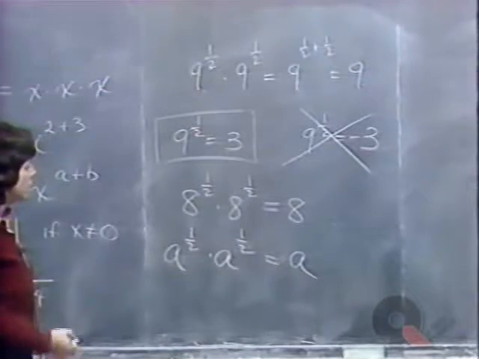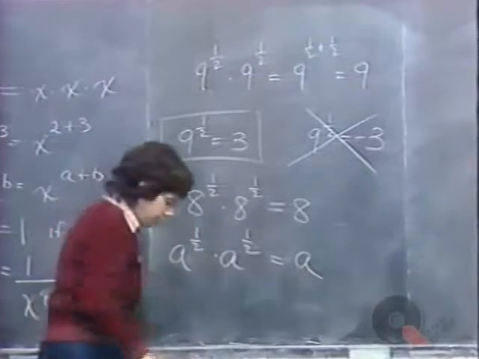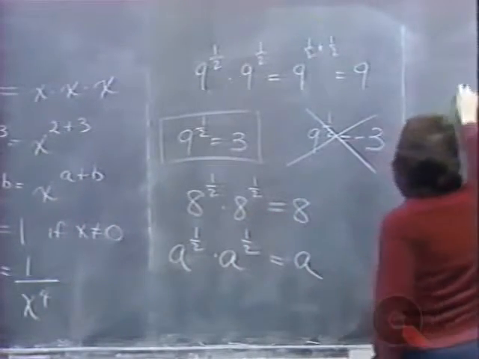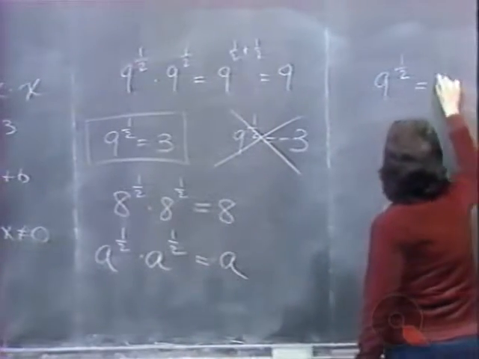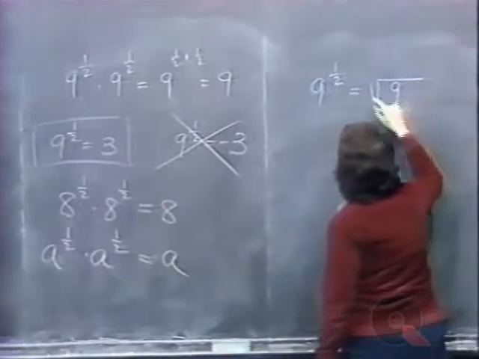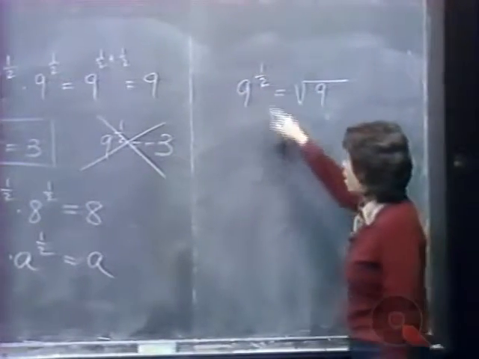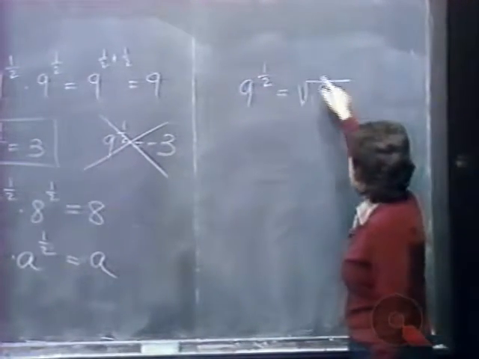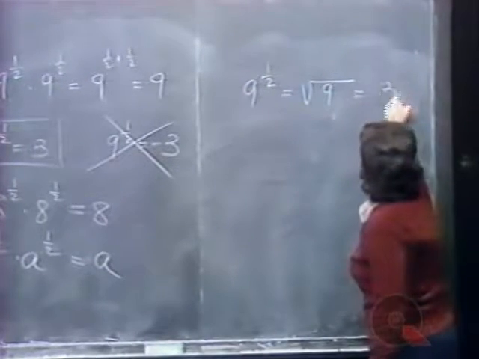Okay, now there is another symbol that we can use to represent this. For example, 9 to the 1/2 can also be written as 9 with a little house sort of around it. We call this a radical sign. 9 to the 1/2 can be written as the square root of 9, and this is 3.